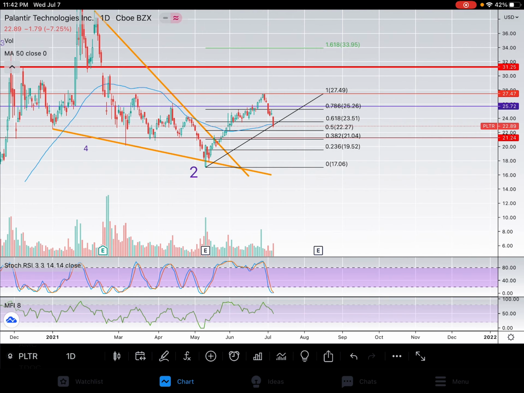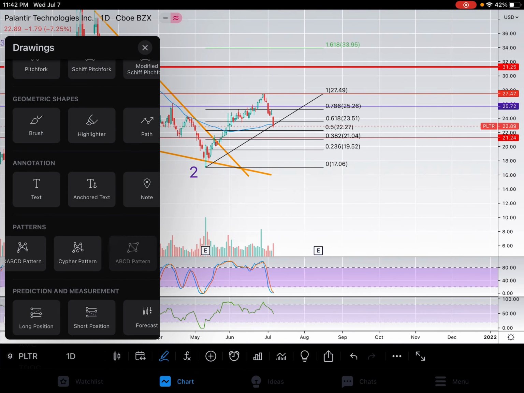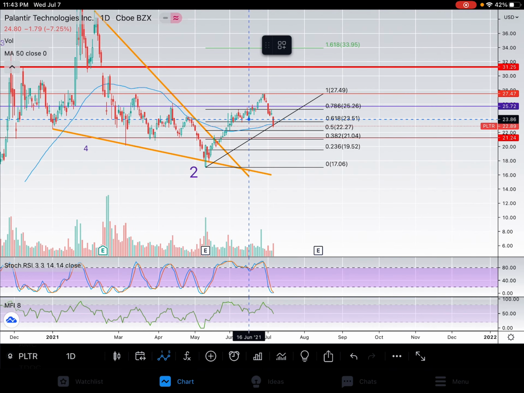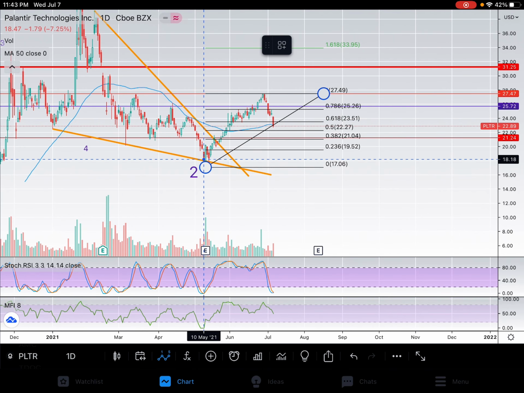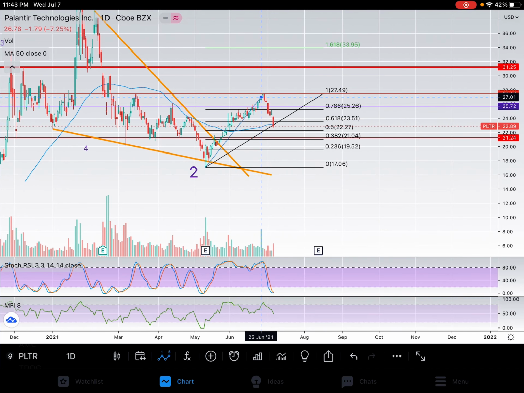Let me bring up a wave sequence so y'all can see what I'm talking about here. Okay, so we're starting wave 1 here, right? This was wave 1. We went from $17 to $27. We're starting our correction now, which will be our wave 2 target.